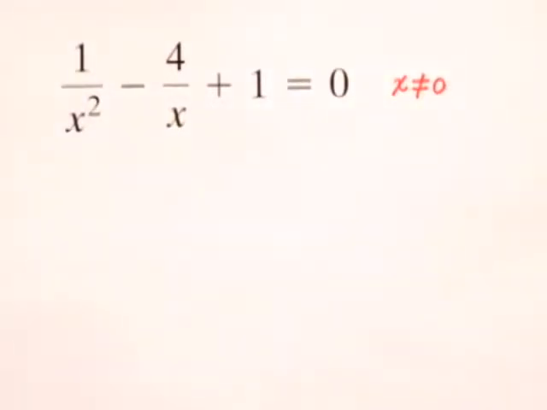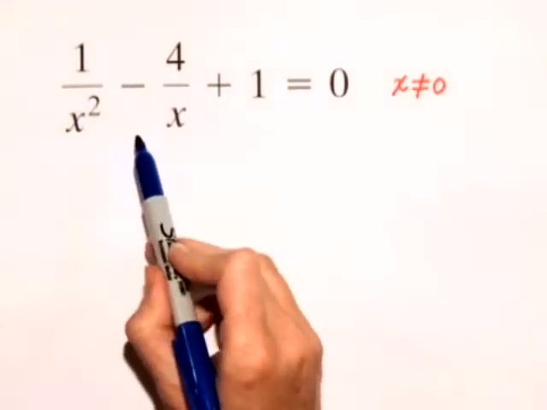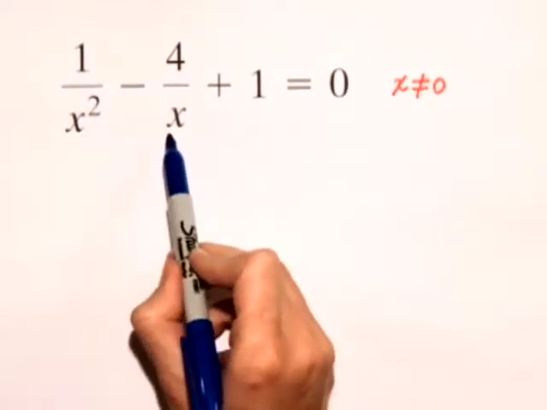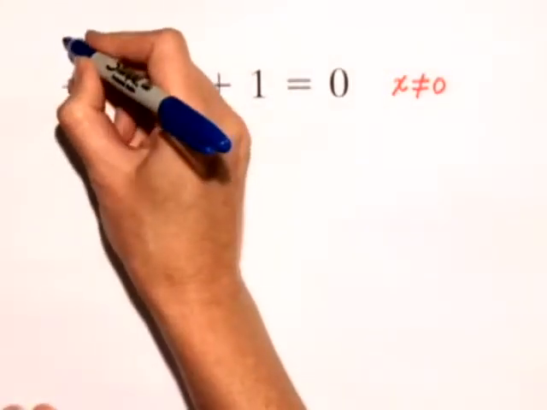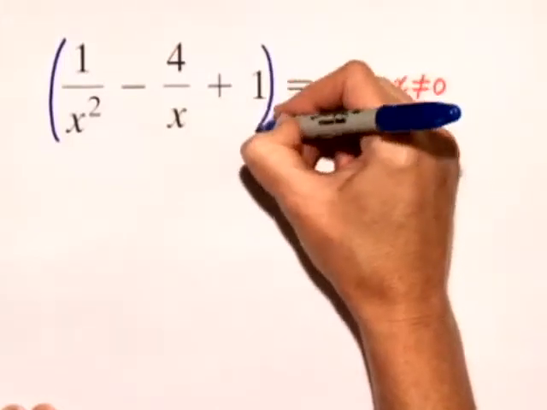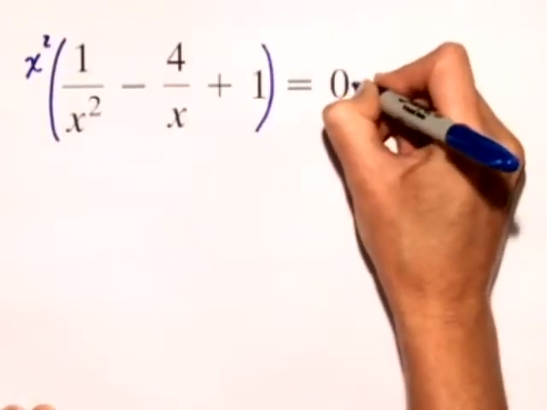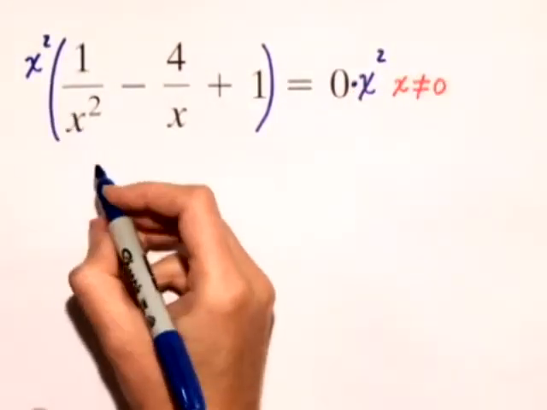Now let's go about solving this rational equation. The best way to do this is to clear the fractions. And we can clear the fractions by multiplying both sides of this equation by the least common multiple of x and x squared, and that would be x squared. So we'll take the entire left-hand side, multiply it by x squared, and we'll do the same to the right-hand side. Let's distribute this x squared through.